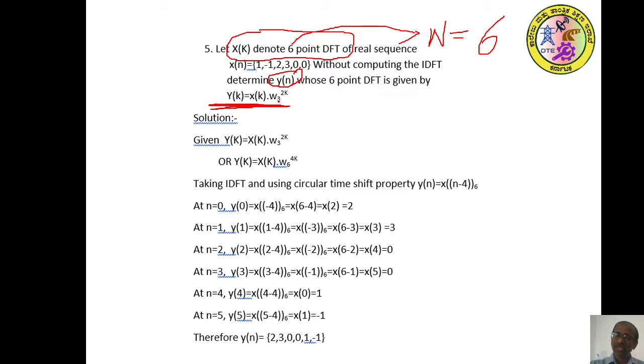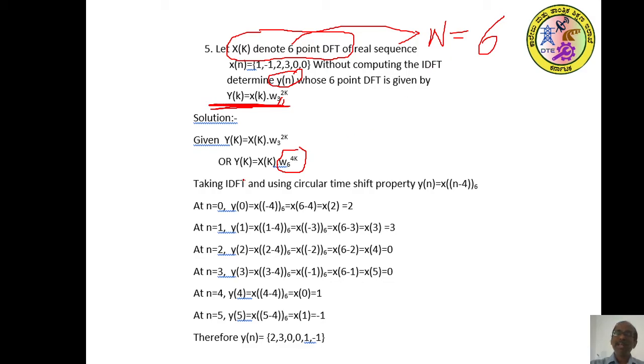So the best option is to multiply by 2 here. Automatically the multiplication becomes 2 here also. So your answer becomes omega 6 power 4k. Almost all the problem is over. The very important concept in this is you multiply both numerator and denominator by 2, so that this 3 can be made as 6, because the problem given is 6-point.